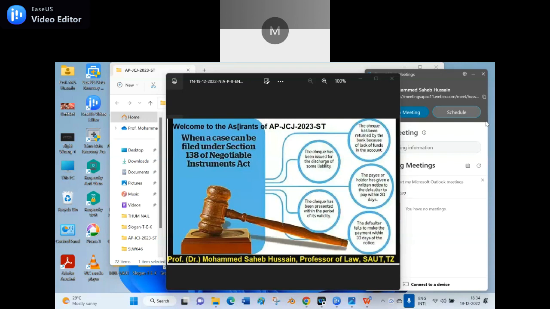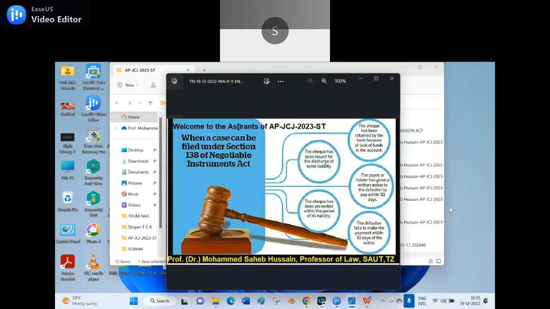Welcome to the aspirants of AP JCJ 2023 ST. When can a case be filed under Section 138 of the Negotiable Instruments Act? Could you read it out? The check has been issued for the discharge of some liability.